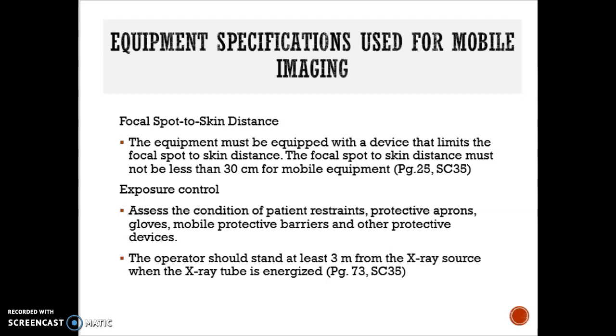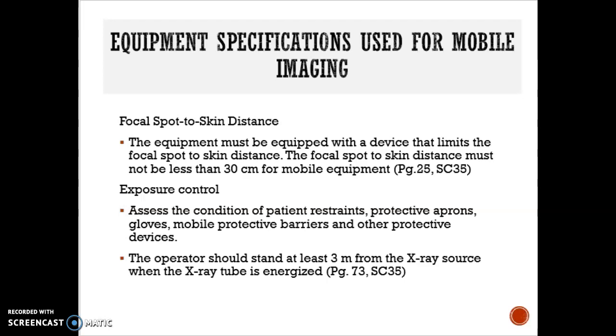Welcome back. Now we move on to equipment specifications used for mobile imaging. When it comes to focal spot to skin distance, the mobile equipment must have a device that limits the focal spot to skin distance. The focal spot to skin distance must not be less than 30 centimeters for mobile equipment. This information can be verified in Safety Code 35 and it's found on page 25 of the Safety Code.